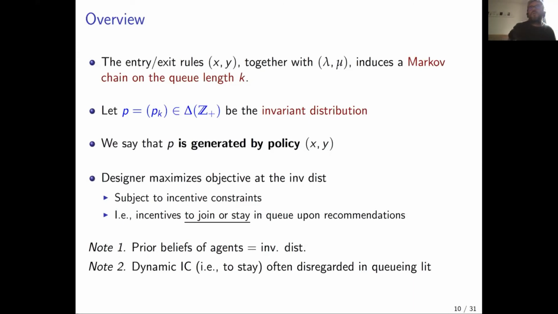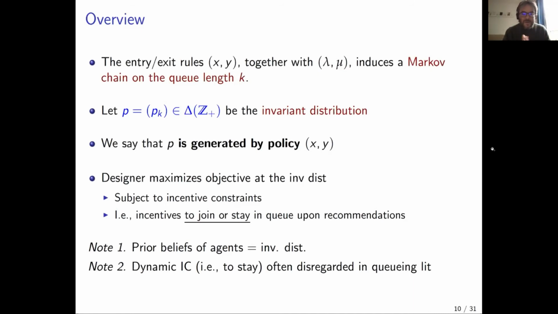And this is similarly for agents who are removed from the queue. This is simply assuming that the designer can withhold service and just not serve those agents that are removed, even though they may be willing to stay in the queue. In a sense, we don't impose the incentive constraint that those guys should be willing to leave the queue. Okay, so the only incentive constraints we impose is that when an agent is recommended to join the queue, he's going to be willing to do so. And when an agent is recommended to stay in the queue, he should also have the incentives to stay in the queue. Okay, so these are the incentive constraints, and this is one informal description of our problem.